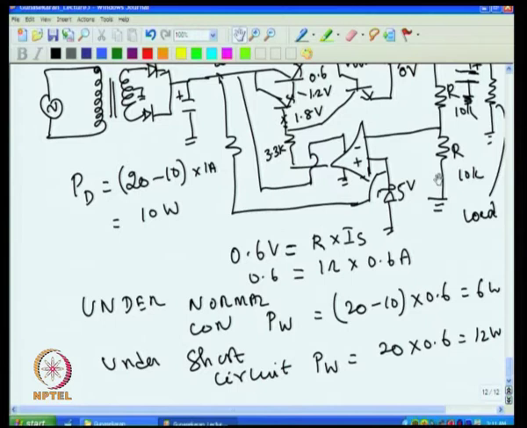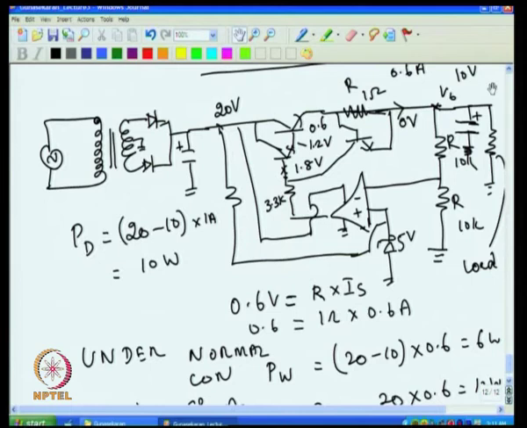So how to change this, because we want to make sure that not only is the current limited, but under short circuit condition only lower wattage heat is dissipated. Now for doing that, see, normal current when short circuit is not there, I want 0.6 ampere to go. When short occurs, I know more heat is dissipated.